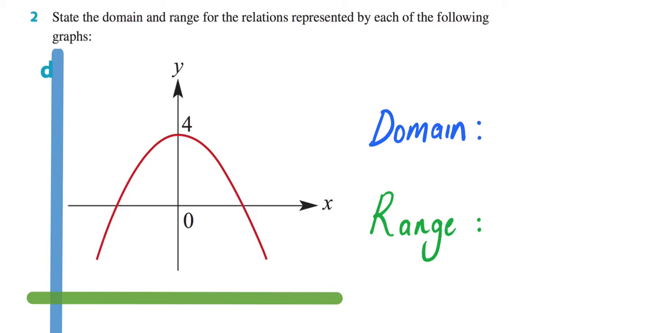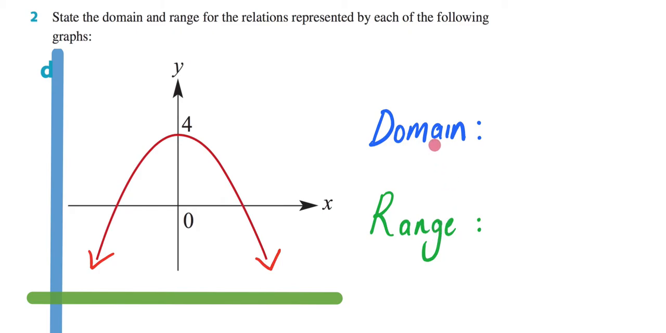The very first thing that I want to add to this graph is arrows. So an arrow here and an arrow here. And the reason why I want to do that is because that indicates that this graph is going for infinity in this direction and this direction. And that's really going to be important when I'm figuring out my domain and range.